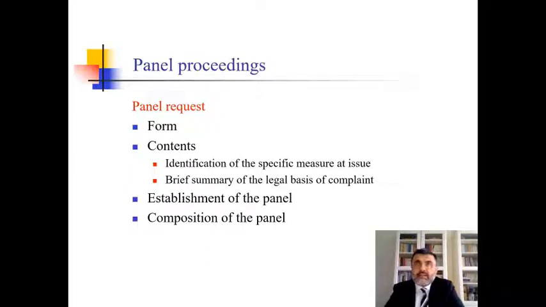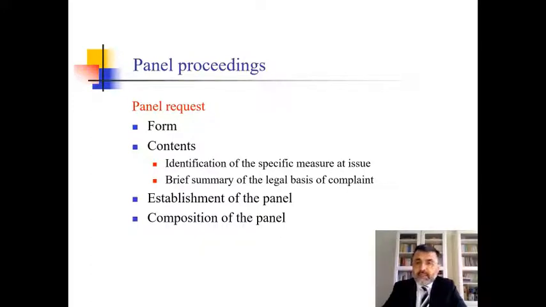Now, the request for establishment of the panel is also directed to the DSB. The DSB is going to establish the panel. This will be an automatic establishment because according to the DSU, establishment of a panel is subject to the so-called negative consensus rule, which means that the panel is going to be established unless there is consensus against establishment. So because in our example, the complainant, Australia, will definitely be present at the meeting of the DSB where this issue will be discussed, there is going to be no consensus against the establishment of this panel. So the panel is going to be established automatically by the DSB.